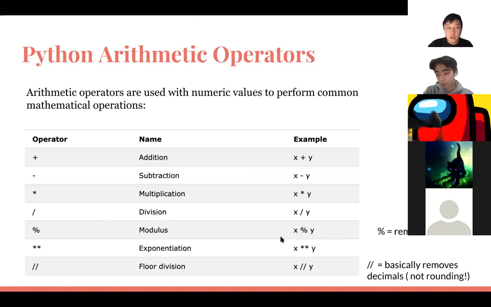So this modulus symbol is really important if we want to check if a number is even or odd. All right, exponentiation is just 2 asterisks. Floor division basically removes decimals, not rounding. That just removes the decimals. And if we want to round, we have to use a math function.